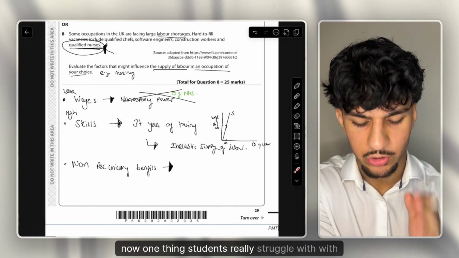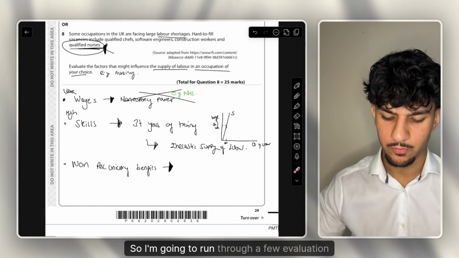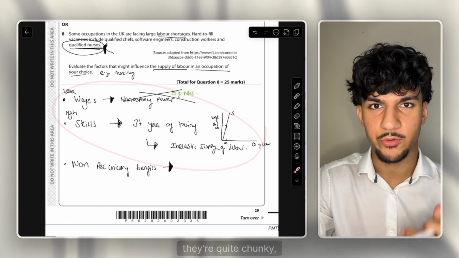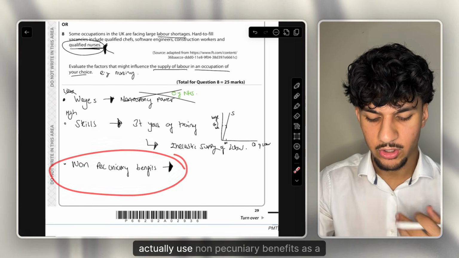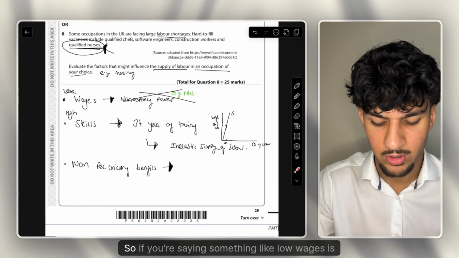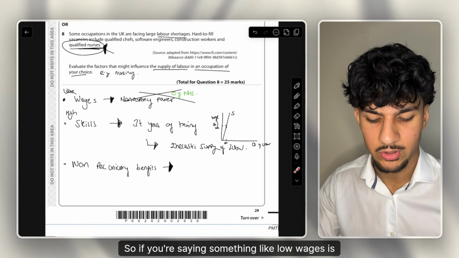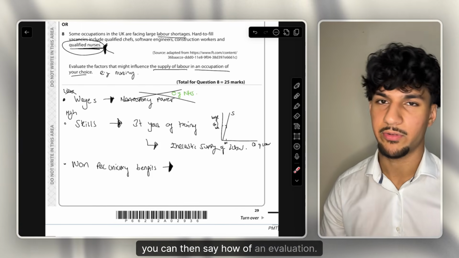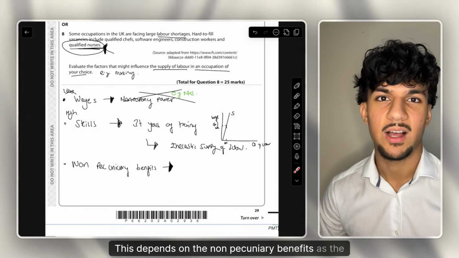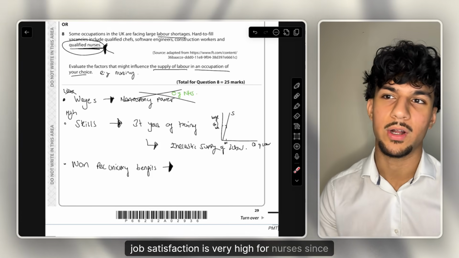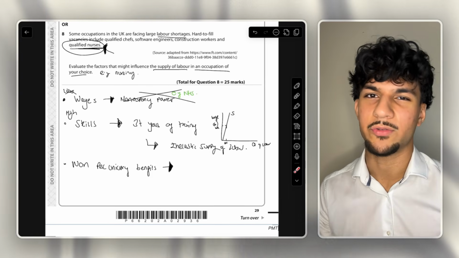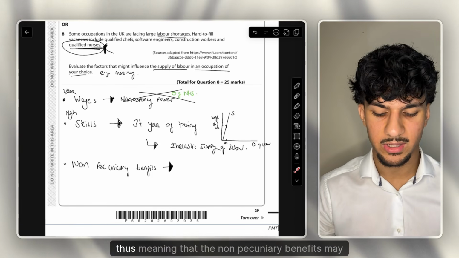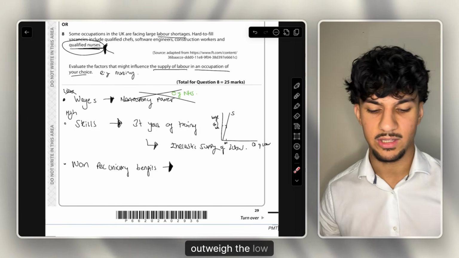Now, one thing students really struggle with in labour markets is evaluation. So I'm going to run through a few evaluation points just generally. For example, if these two paragraphs are quite big, quite chunky, and you've got a decent chain of analysis, you can actually use non-pecuniary benefits as an evaluation. So if you're saying low wages is going to lead to a low supply of labour in the nursing market, you can then say, however, in evaluation, this depends on the non-pecuniary benefits, as the job satisfaction is very high for nurses, since they are helping individuals, thus meaning that the non-pecuniary benefits may outweigh the low wages.